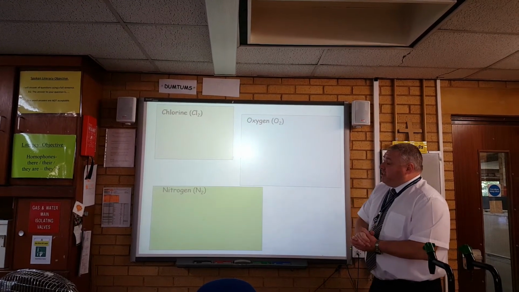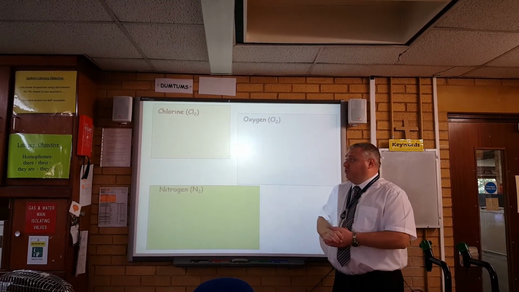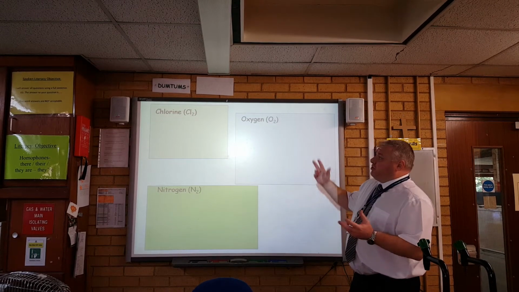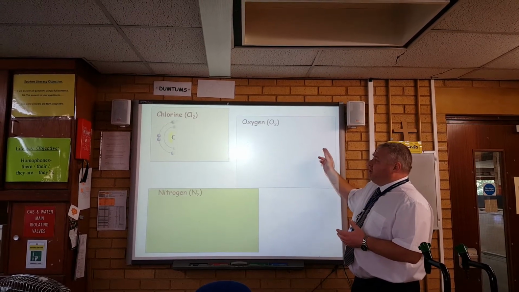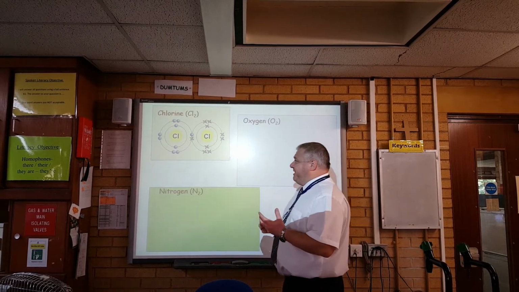So, for the GCSE specification, there's certain molecules you need to know how to draw the dot and cross diagram for to illustrate covalent bonding. And I'm going to talk you through some of them. The first one is chlorine. Now chlorine is atomic number 17, so it's got 17 electrons.